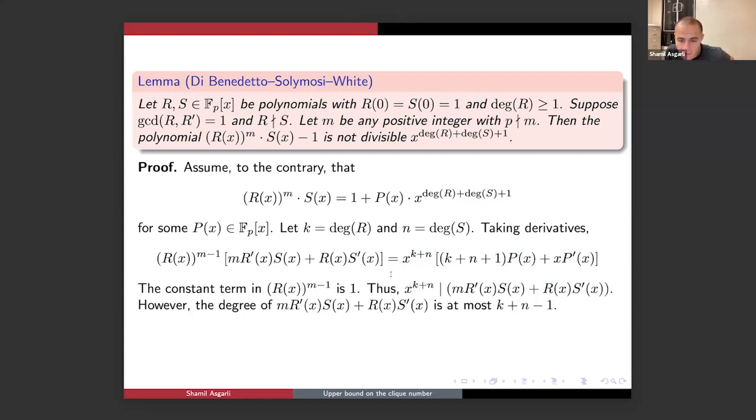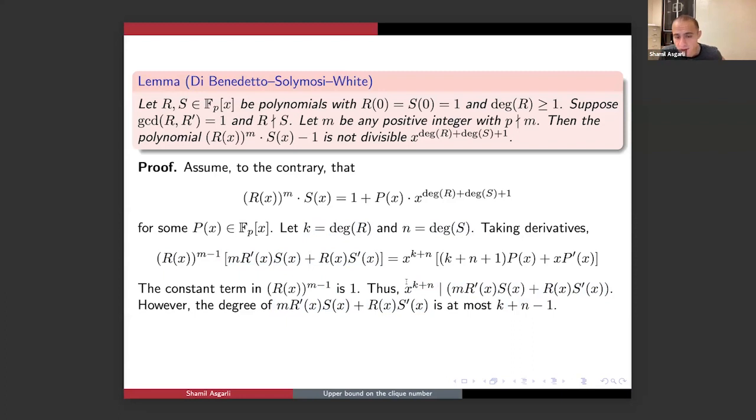Now let's take a look at this. This x to the power of k plus 1 must divide the left-hand side. It cannot divide this term because that term has constant term 1. That means that x to the k plus n must divide the remaining term. However, if you look at the degree of m times R prime(x) S(x) plus R(x) times S prime(x), by definition this has degree at most k plus n minus 1, because the degree of R is k and the degree of S is n, and here you're taking at least one derivative. So the degree drops by 1.